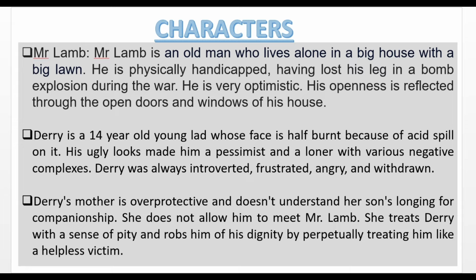Then there is Derry's mother, who is very much overprotective and does not understand her son's longing. Longing here is desire for companionship. Companionship is friendship. So she's very much overprotective, and she's not caring about the desire for friendship of her son. She does not allow him to meet Mr. Lamb. She treats Derry with a sense of pity and robs him of his dignity by perpetually treating him. Perpetual means constantly treating him like a victim, like a helpless victim, in fact.